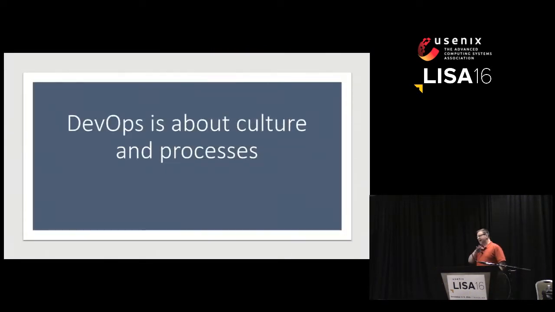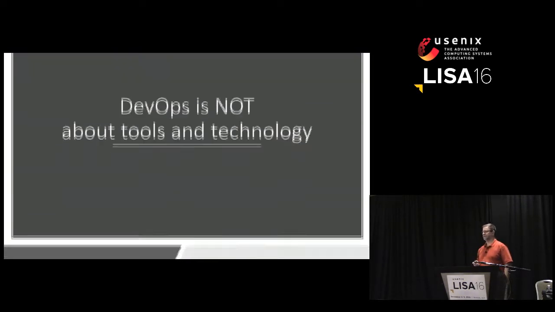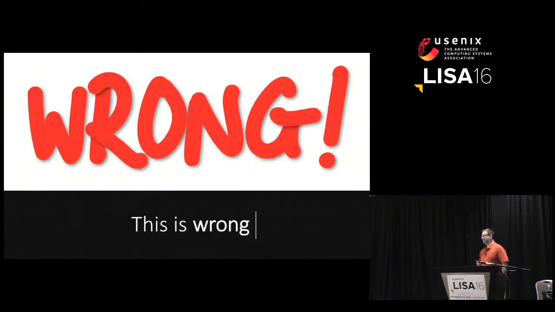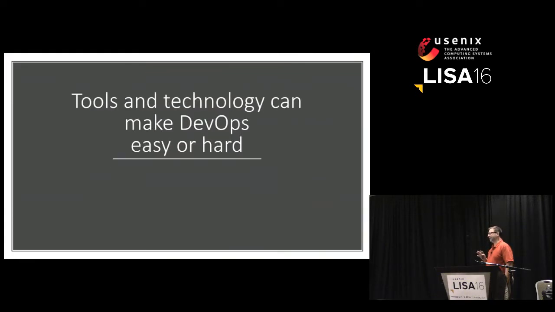But the one dominant theme throughout all these conversations is that there's a high degree of concurrence that DevOps is really all about culture and processes, and more specifically, that DevOps is not about tools and technologies. So yes about culture and processes, no about tools and technology. But I assert this is incorrect, because the reality is that tools and technology play a critical role in DevOps. More specifically, tools and technologies can make DevOps easy or hard.